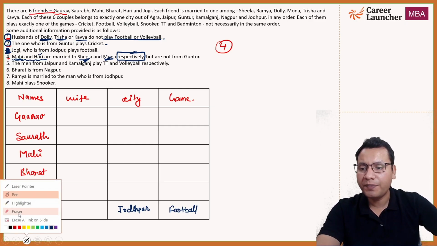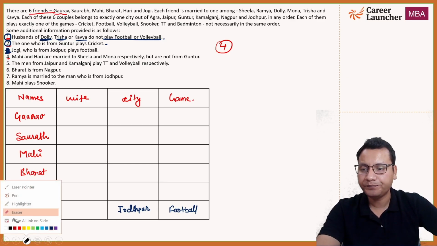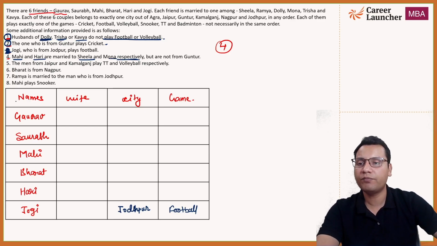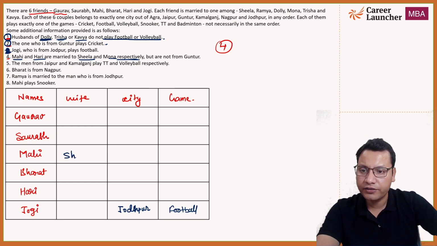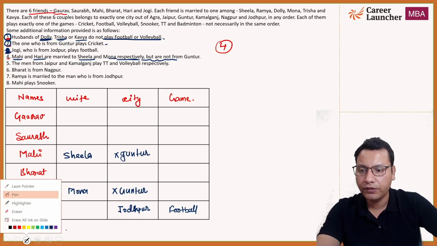But since the word respectively is mentioned here, that means now we have the exact data. That means Mahi is the husband of Sheila and Hari is the husband of Mona. So that word respectively is very important. So now let's put this information again into the table. So Mahi is married to Sheila, so this is Sheila. And Hari is married to Mona, so this is Mona. Right? But they are not from Guntur. Let's also put this into the table. So they are not from Guntur. So this is not Guntur, and this is also not Guntur. Both are not from Guntur. Okay. Now let's see what more information is provided to us.